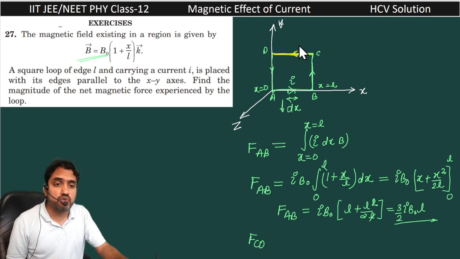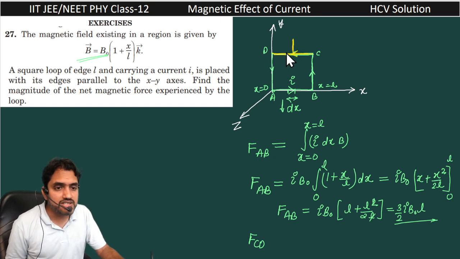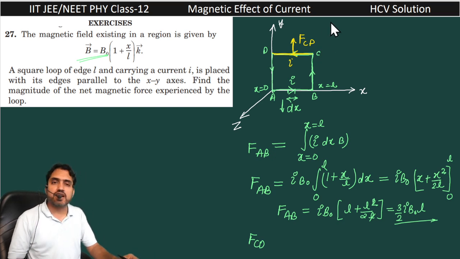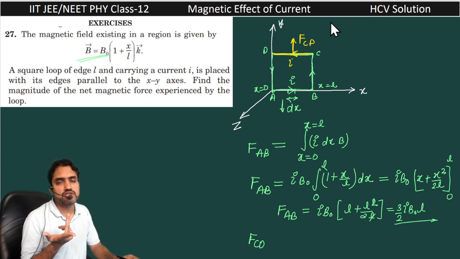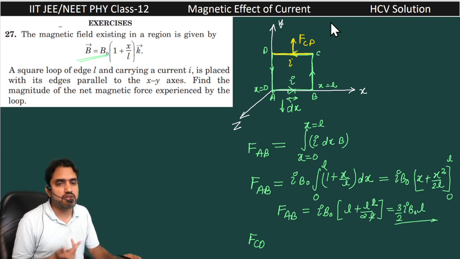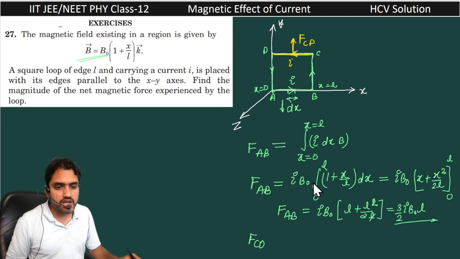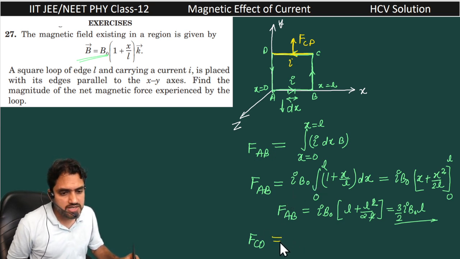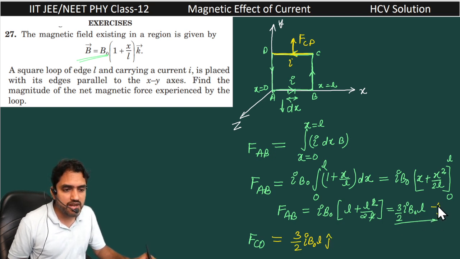So what will be the force? Direction of current is opposite, so the direction of force will be vertical upward on this CD wire. If you want to check the direction, you can again use the Fleming left hand rule, so it will be vertically upward. The same amount of force, that is 3 by 2 I B naught L, in the j cap direction. This is the minus j cap direction.